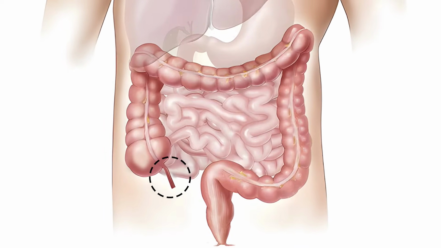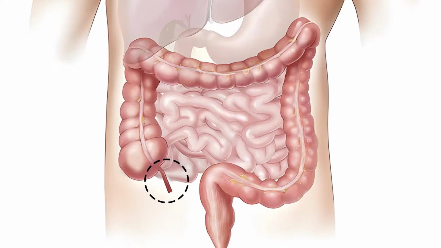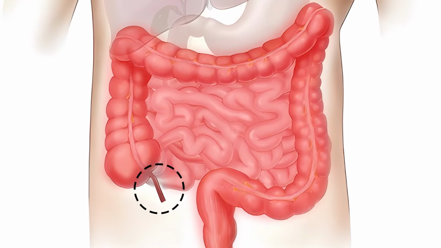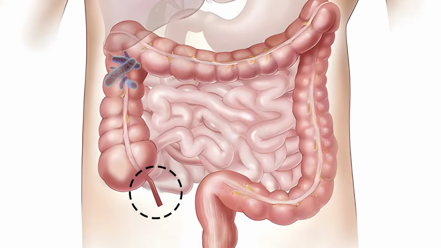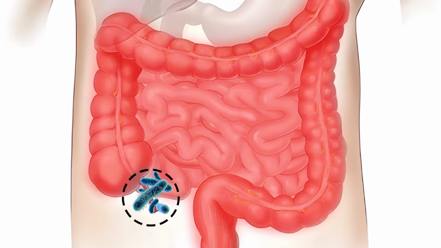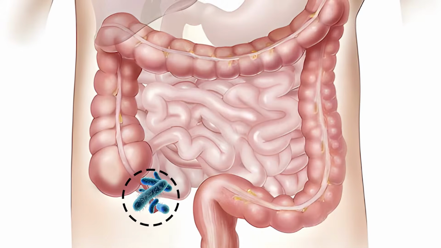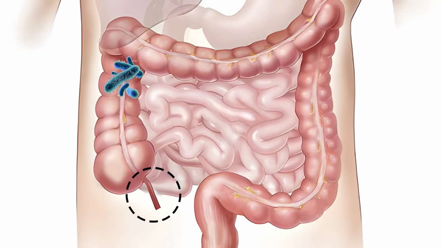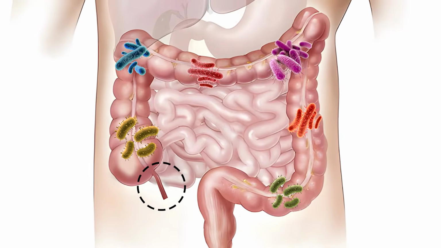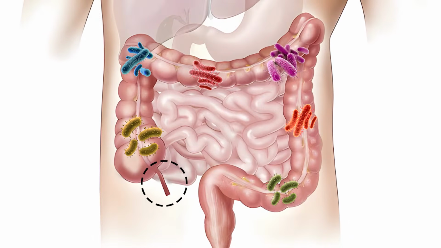Because the appendix is a narrow, closed-end tube attached to the side of the cecum, it's protected from the main flow of waste. It acts like a safe storage area where some of these helpful bacteria can hide during an infection. Once the infection is over and your gut is empty, the bacteria from the appendix can come out and repopulate the rest of the colon, helping your digestive system return to normal faster. Think of the appendix like a backup tank for your gut's bacteria, small, quiet, but helpful when needed.